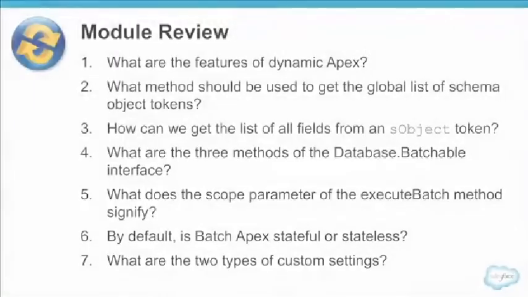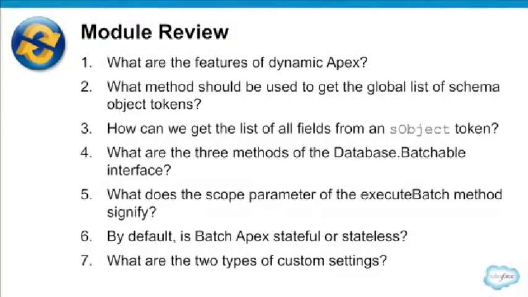How can we get the list of all fields from an SObject token? Once again, a nice memory question here. I don't think anyone would memorize this. If you have an SObject token, you would call getDescribe on that. Once you have the describe result, you would then do .fields, and then you can obtain the map of all of your field tokens. Okay?